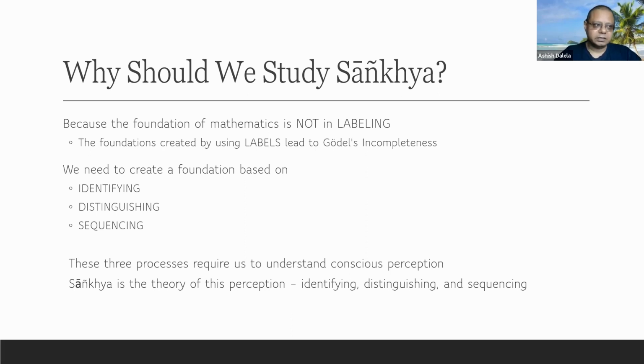Right? So this is also a well accepted fact in modern mathematics. So if we want to create a foundation that is free of Gödel's incompleteness or free of paradoxes and contradictions in set theory, and understand the nature of numbers, we have to go back to thinking how we actually count, and that goes to identifying, distinguishing, and sequencing. Now the issue is that to understand these three steps, we have to understand what is conscious perception, right? Because our senses and our mind and our psychology and whatever perceptual apparatus we have, that is used to distinguish, identify, and sequence. Right? So that is how we come to Sankhya. It is because there is a problem in mathematics. That problem is related to the construction using labels and so on. So this is the basis.